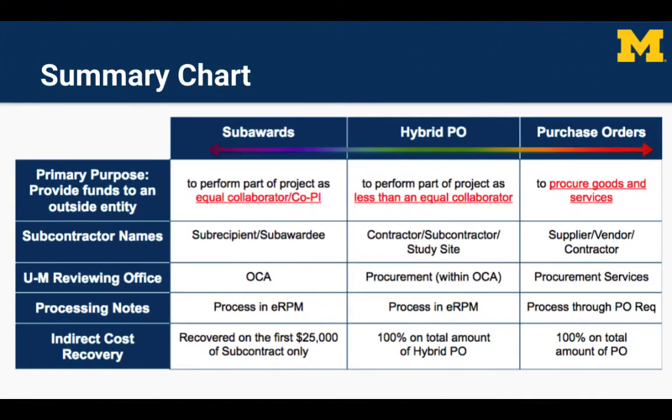This chart summarizes what we've discussed so far. It provides you with the type of agreement, the classification of the organization, whether it's subrecipient or contractor, which department processes the agreement, what mechanism is used to request the contract, and indirect cost assessment. Let's now look at the characteristics of both a subrecipient and a contractor.